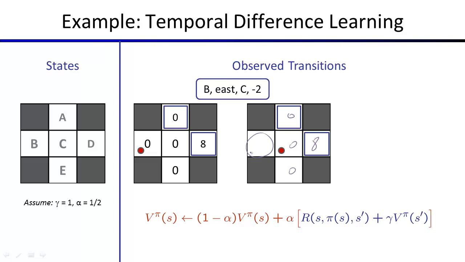What do we get for B? Well, 1 minus alpha, alpha is a half, so this is going to be a half, times the current value of that state, which is 0, plus alpha, which is a half, times the reward, which is -2, plus gamma, which is 1, times the value of the next state, which is 0, so we have plus 0 here. And we see that we end up with -1 as our new estimate for the value of state B. Okay?